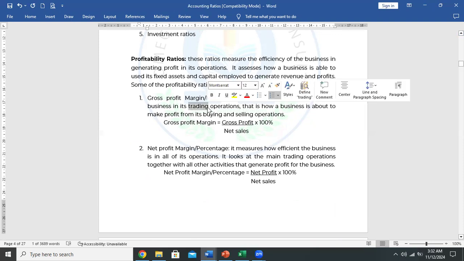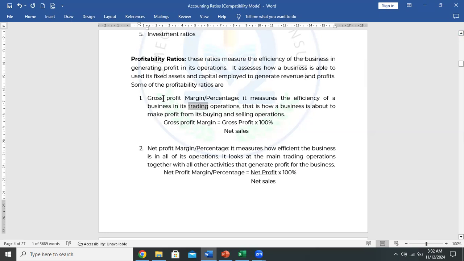The trading here should give you the clue or the link with gross profit, because you remember gross profit is determined in the trading account, or it is the profit you make from buying and selling. That profit you make from buying and selling goods or merchandise is called gross profit. So it only makes sense to say that gross profit percentage as a ratio measures how efficient the business is in its trading operations. This ratio is only measuring how the business is performing when it comes to buying and selling of goods.